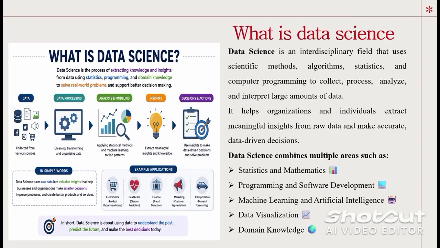First of all, we want to know what data science is. Data science is a field that combines statistics, programming, machine learning, and domain knowledge to analyze data and extract meaningful insights. In simple words, data science helps convert raw data into useful information. For example, Netflix recommends movies, Amazon suggests products, or Google Maps predicts the traffic. Data science is working behind the scenes. Data science helps organizations make smarter decisions and solve real world problems more efficiently.